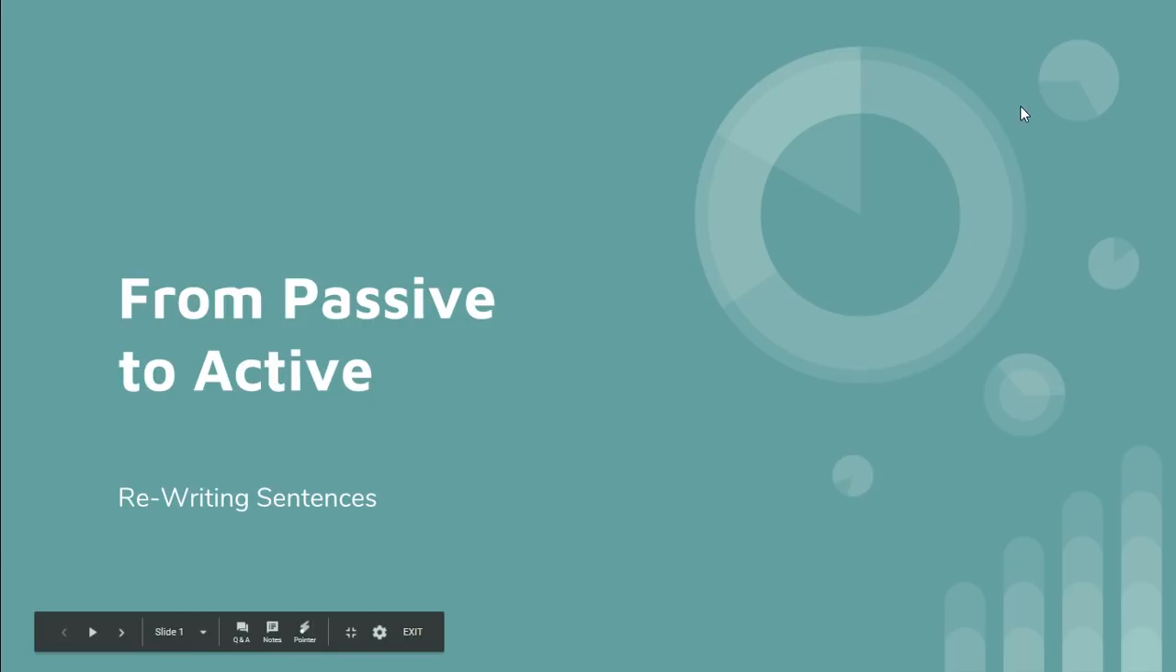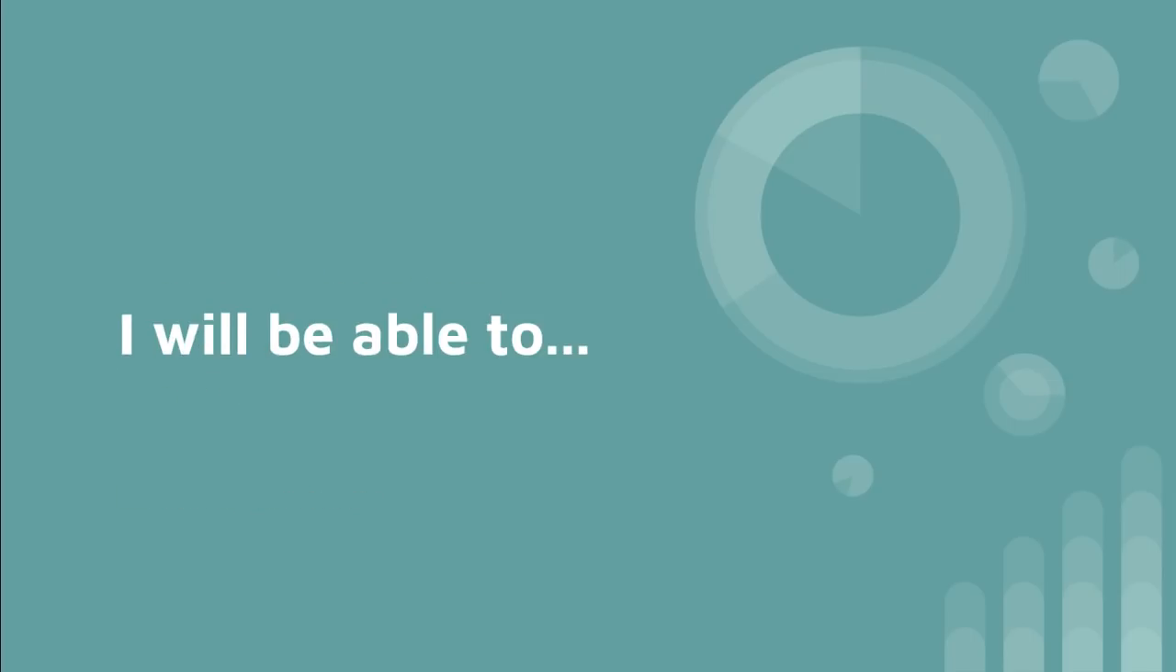All right, our next step is to work on changing sentences from the passive voice to the active voice. We're going to be rewriting sentences. So re again is that prefix that means to do again. When you're rewriting, you're writing them again, and hopefully in this case, you're improving them and making them more active. So by the end of this little lesson, you will be able to change sentences from the passive voice to the active voice.